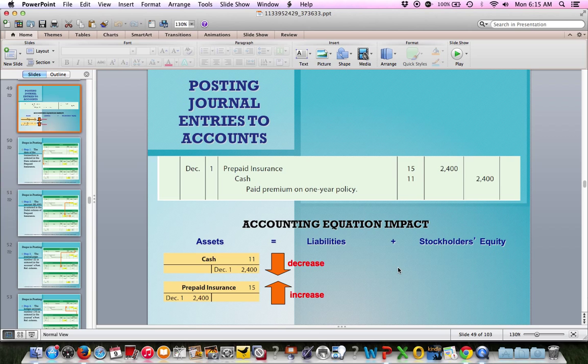Whenever you prepay an expense, it is an asset. So we're going to have this account called prepaid insurance on December 1st. We'll debit that account, which is an asset, and we'll credit cash, which is also an asset. So one asset goes up, one goes down. And you can see that the accounting equation obviously is still balanced because one asset went up and one went down. Okay.